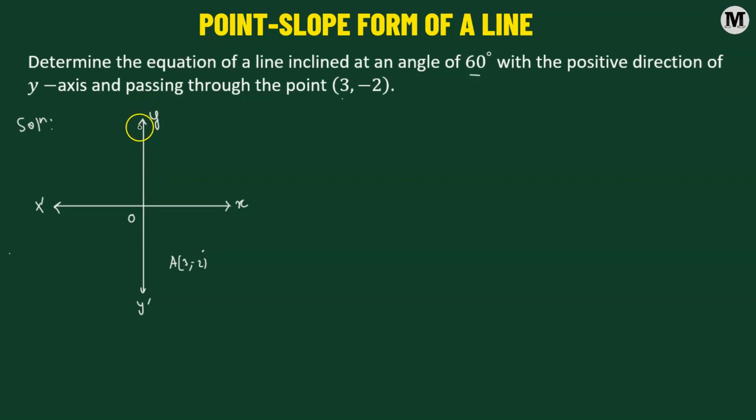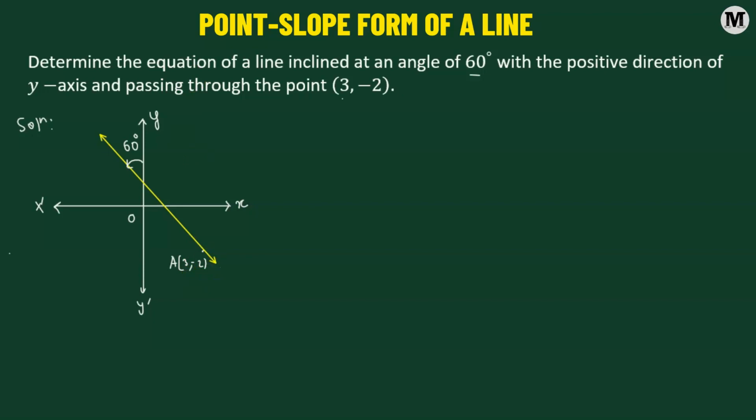So let's sketch the graph of the line which passes through the point A and makes an angle of 60 degrees with the positive direction of y-axis. So here we have the line. This line is making an angle 60 degrees with the positive direction of y-axis. But in order to find the equation of a line, we will need two pieces of information: the slope of the line as well as the point through which the line passes.